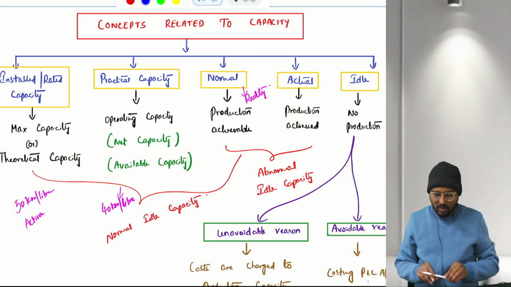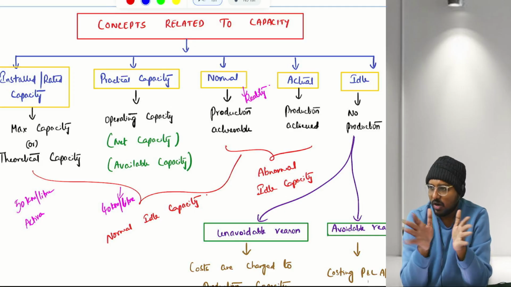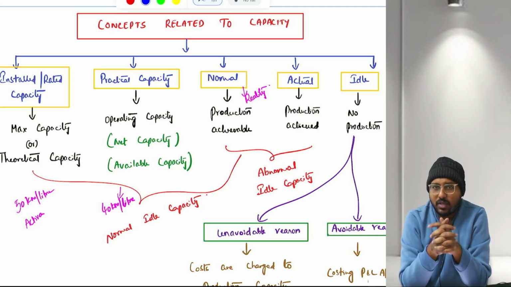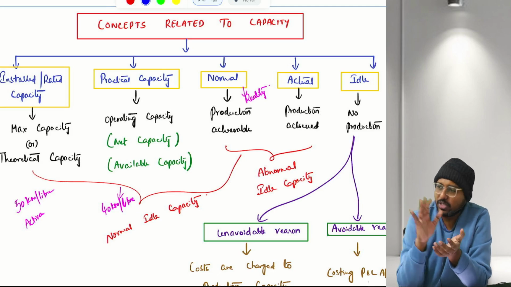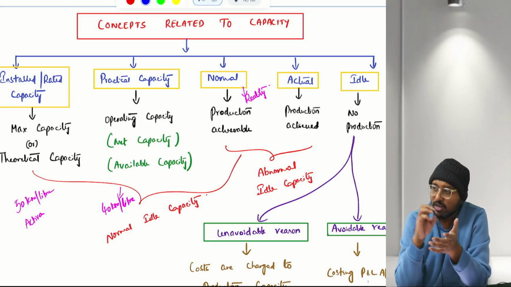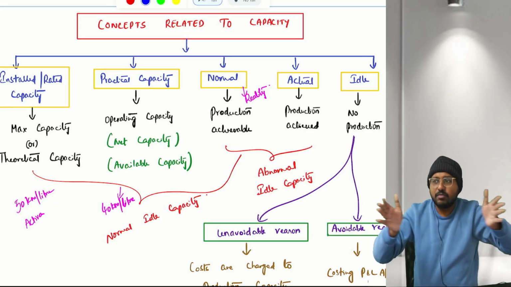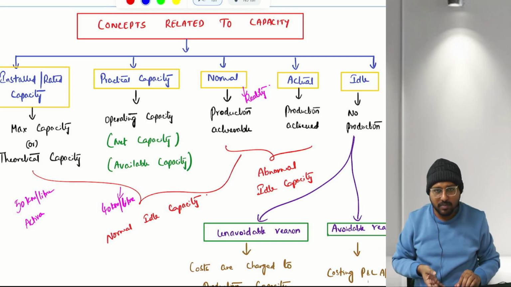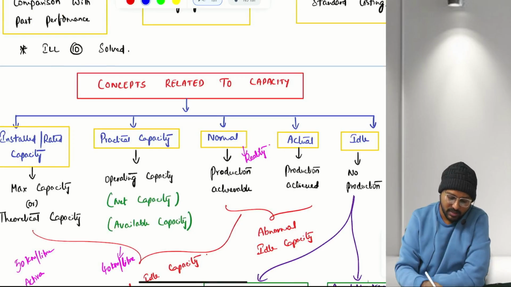In other words, normal capacity is this: if you look at the last 12 months or last 6 months in your company, first month so many units are produced, second month so many, third, fourth, fifth. If you average all these, you'll get your normal capacity. Now listen carefully, this is important.